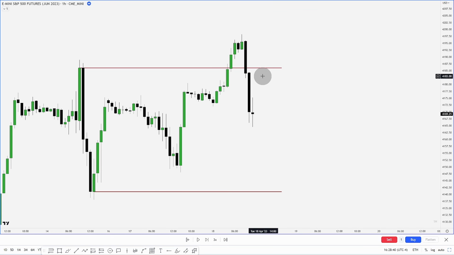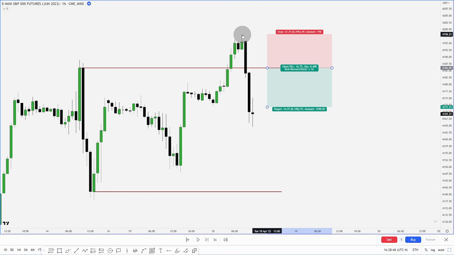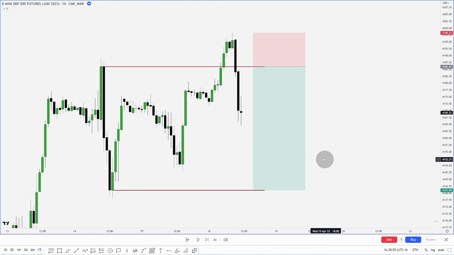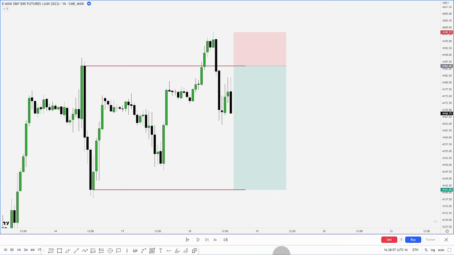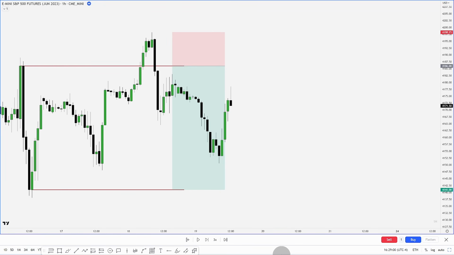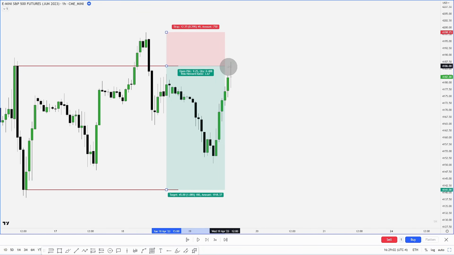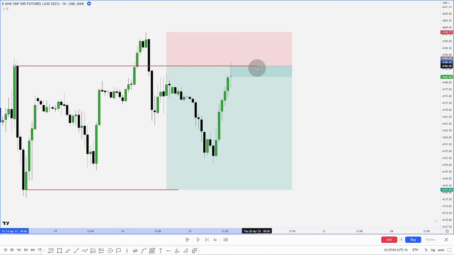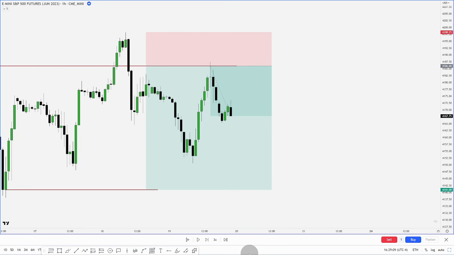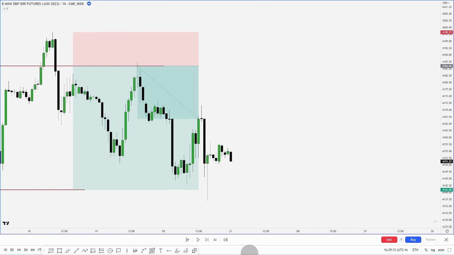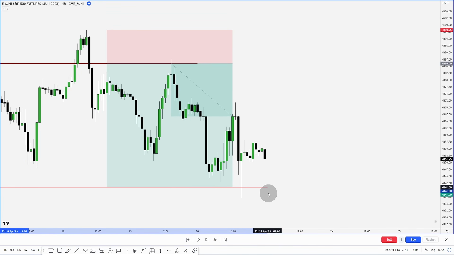So now what am I looking for? I'm looking for a return to this area right here, or this previous high, my stop on this high, and then I'm looking for the other side of the range, preferably. So watching this, here we go, we get a move back up to this high. Now I want to see a move lower. And there we go, we get a move lower.